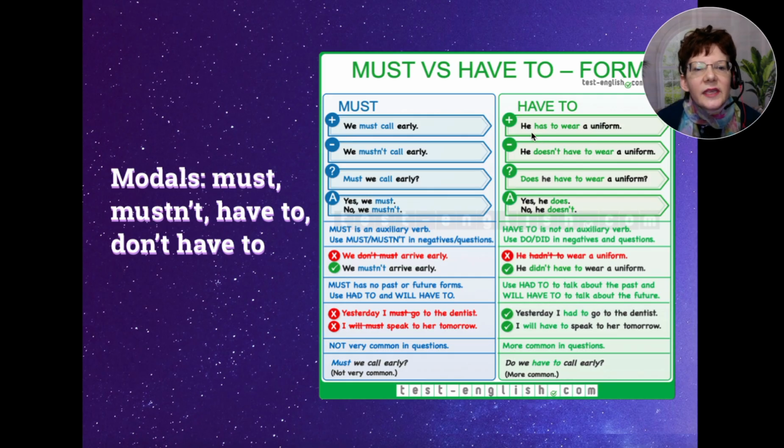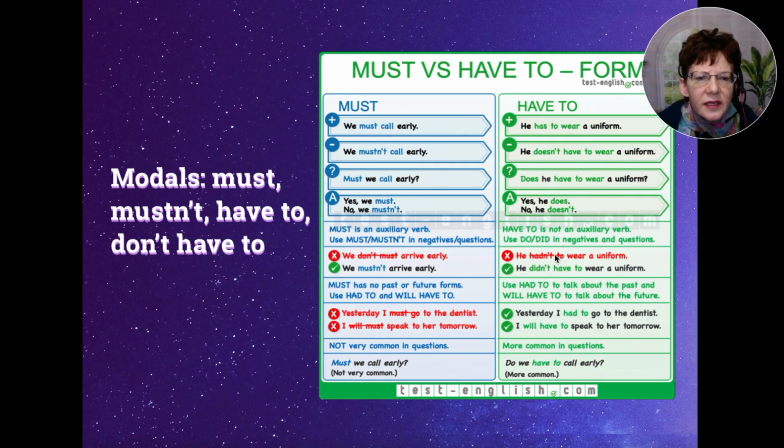So positive, he has to wear a uniform, and then negative, he doesn't have to wear a uniform. So we insert the verb do before this. Question starts with does or do. Does he have to wear a uniform? Yes, he does, or no, he doesn't. Okay, have to itself is not an auxiliary verb, so we would use do or did for negatives and questions, like you saw.